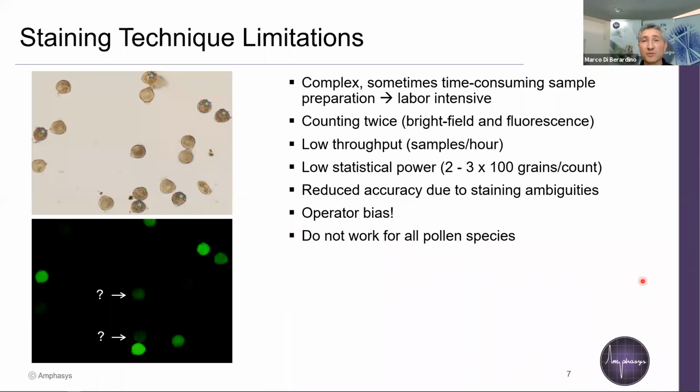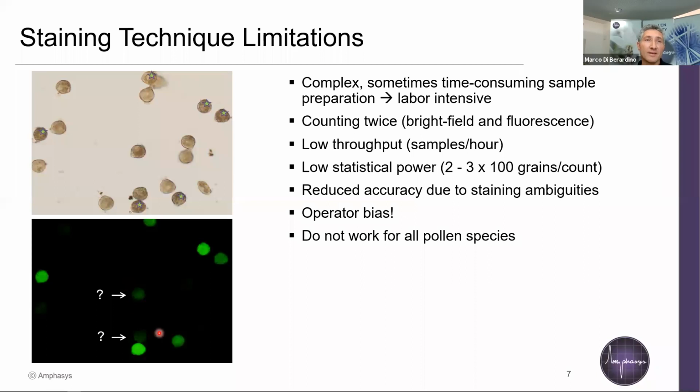Staining protocols can be labor intensive due to complex sample preparation, but also due to cumbersome data analysis. For the FDA staining, as shown here, for example, you need to count your area twice, in the bright field as well as in the fluorescence mode. This lowers the throughput of your method. And as a consequence, this method normally analyzes only a few hundred cells. In addition, you must also consider that there are some staining ambiguities, as shown here in this example with FDA.